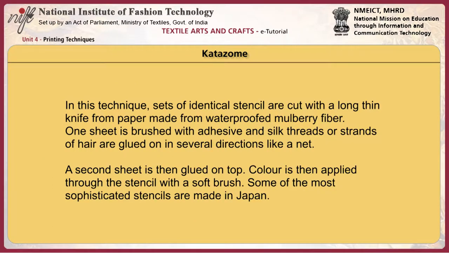In this technique, sets of identical stencils are cut with a long thin knife from paper made from waterproofed mulberry fiber. One sheet is brushed with adhesive and silk threads or strands of hair are glued on in several directions like a net. A second sheet is then glued on top. Color is then applied through the stencil with a soft brush. Some of the most sophisticated stencils are thus made in Japan.